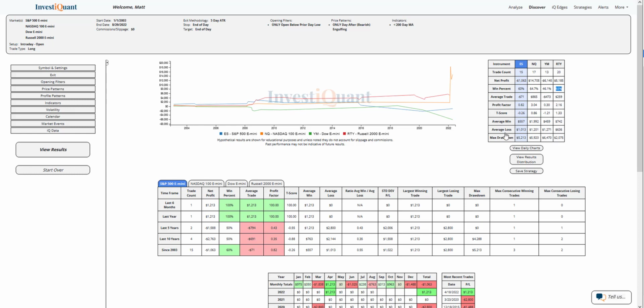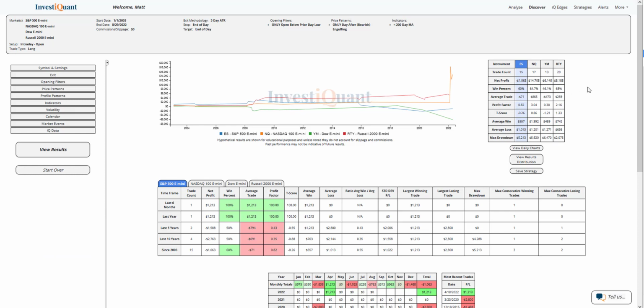If you look at the average moves, you'll see the average loss sizably larger than the average win for the S&P. Not the case in the NASDAQ. It has a larger average win. The average loss in the Dow is larger than the average win, and then the Russell, the average win is larger than the average loss. So we're mixed on which side has had the bigger moves. Historically, we're 2-2 on that one.